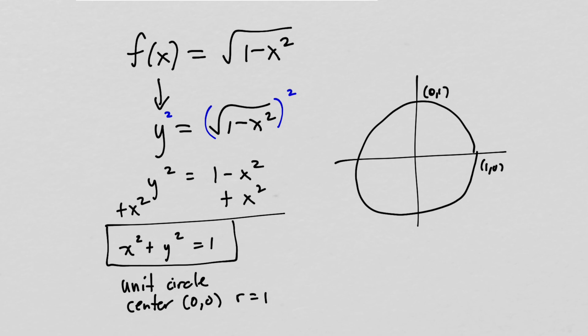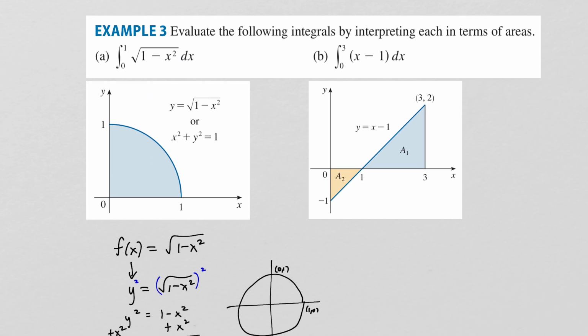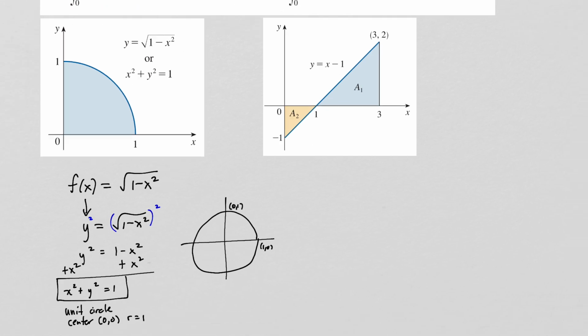However, when you say f of x is the square root of 1 minus x squared, you are only looking at the top half of the circle, because this is a function. If we look at both halves of the circle, it's not a function because the vertical line test fails. So you're only looking at the top half. Furthermore, in the integral, you can see that we only care about x equals 0 to x equals 1.